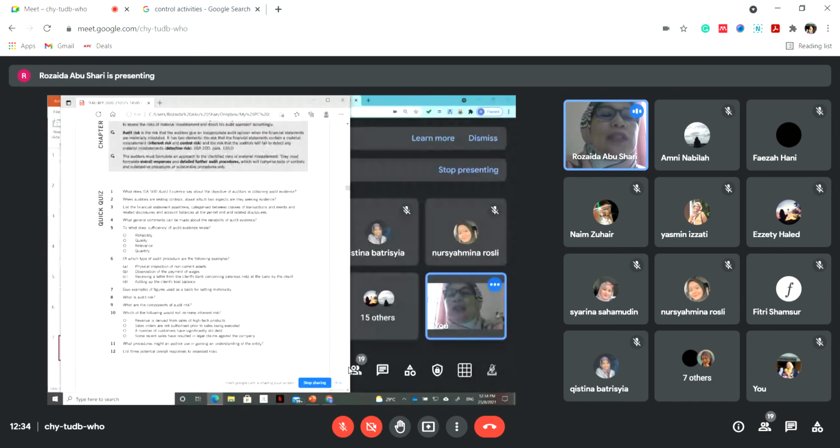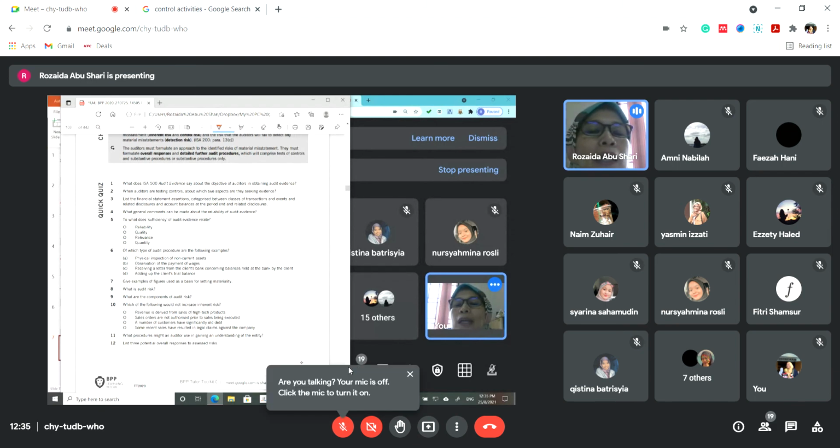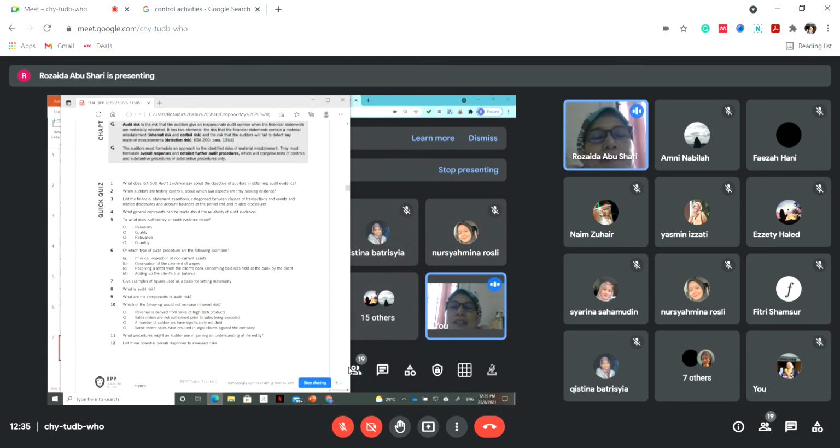Okay, this one. Number 5. To what does sufficiency of audit evidence relate? What's the answer? Quantity. Okay, sufficiency refers to the quantity.